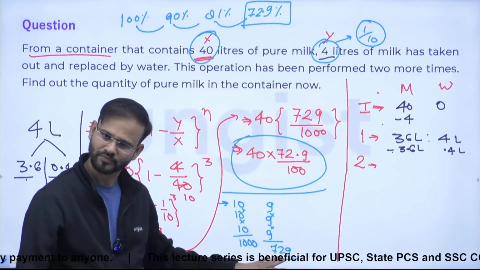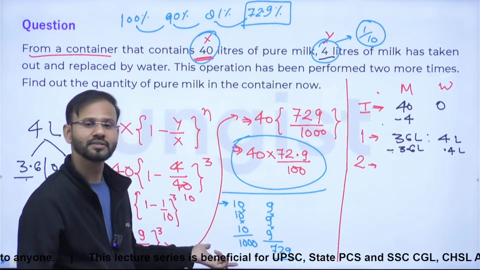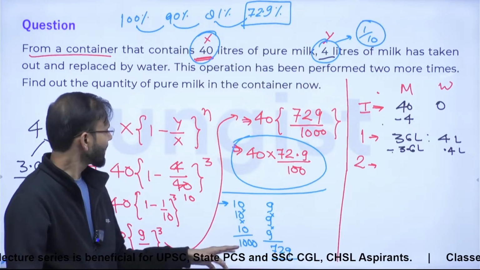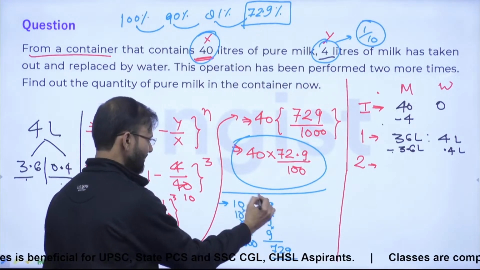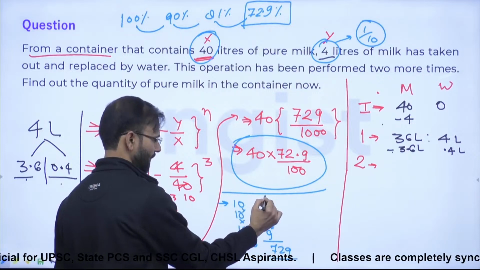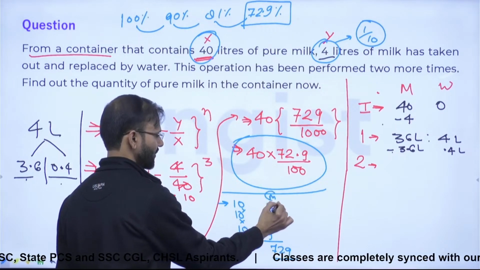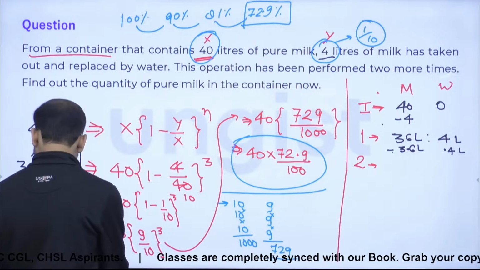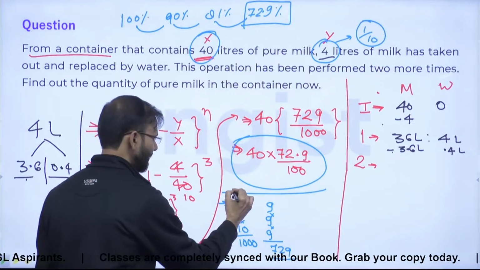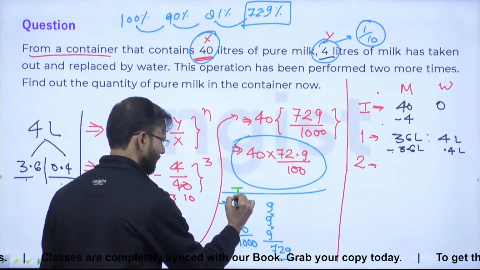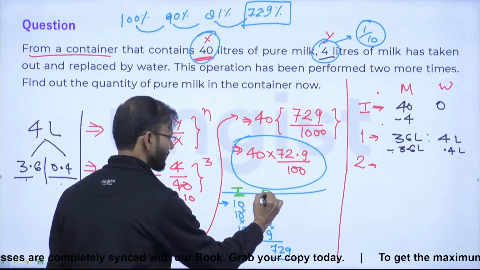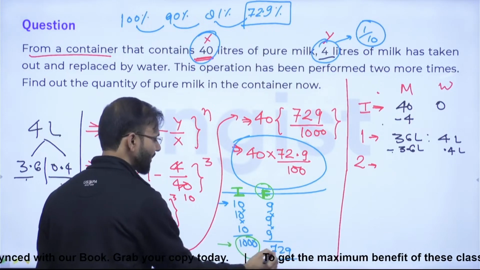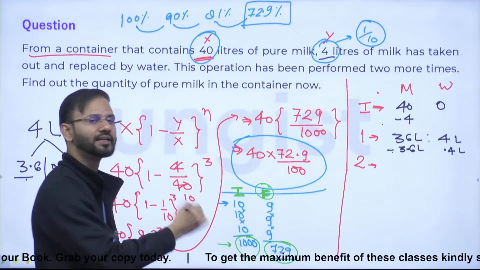Everybody clear? Fine. So in these type of questions, let me tell you how they will ask the question in the examination. This is milk actually, right? This is the initial quantity of milk and this is the final quantity of milk. So the initial quantity of milk was 1000 liters and the final quantity of milk is 729 liters.